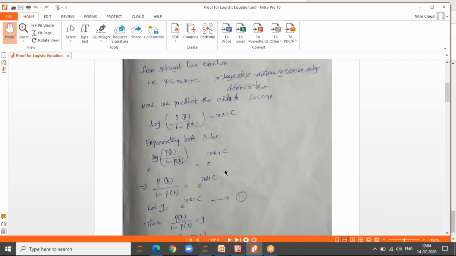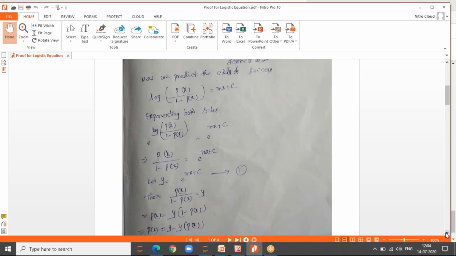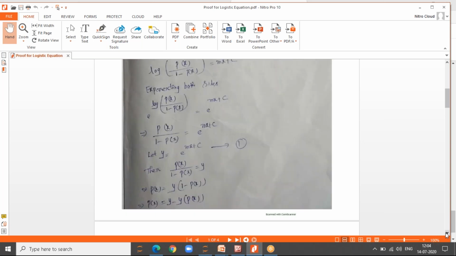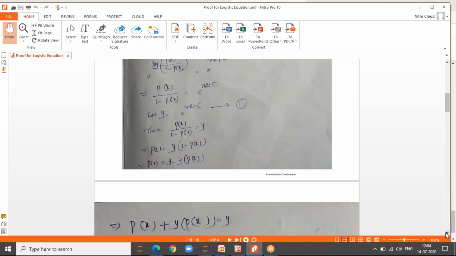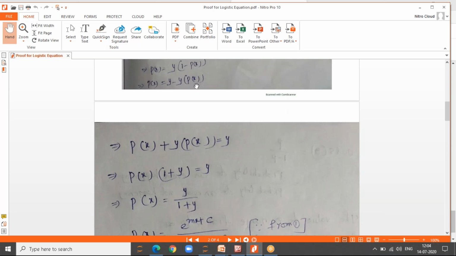Just for simplicity, consider this expression as some y. Then it will be replaced with p of x by 1 minus p of x equals y. You just cross multiply it, then you get p of x equals y into 1 minus p of x, or in other words, y minus y times p of x. Take the common factor, shifting the terms onto the left side, so we get p of x times 1 plus y equals y. That gives p of x equals y by 1 plus y.